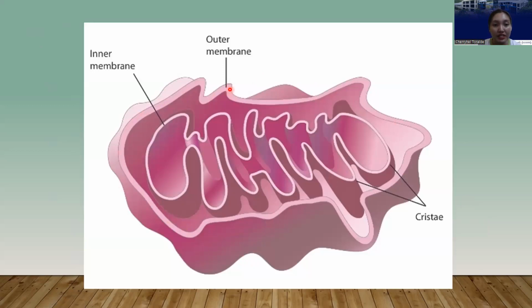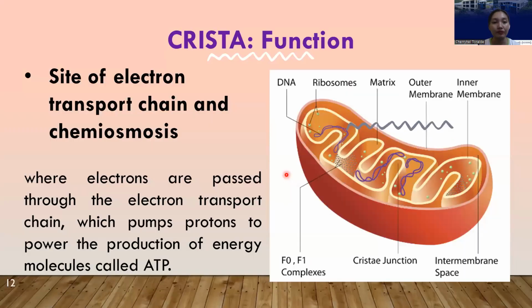Again, this is the outer membrane, and this is the inner membrane. And these foldings, they fold, and are called cristae. So what is the function of the crista? It is actually the site of the electron transport chain and chemiosmosis. So where is the crista here?